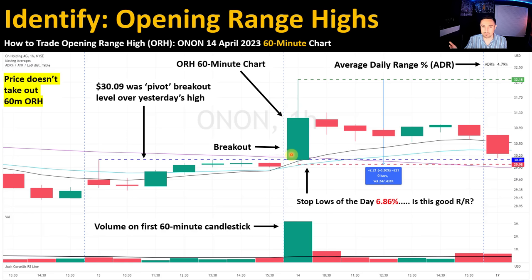But what you see here is a breakout coming through, and the high of this bar is 32.18. So if you're using the opening range highs, you're looking for a break through the high of that bar. And what do you notice? There is no break through the high of the bar. So there's no entry. Make sense? And also, when you think about 32.18, if our stop loss is at the lows of the day, that means 6.86%. Is this a good risk reward trade? Look at the ADR percentage. Probably not, right? Interesting. We'll do more and more of these.